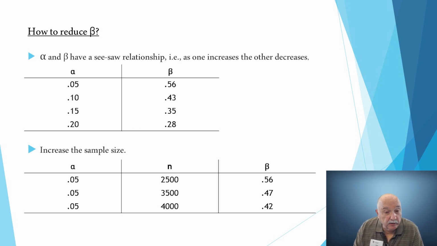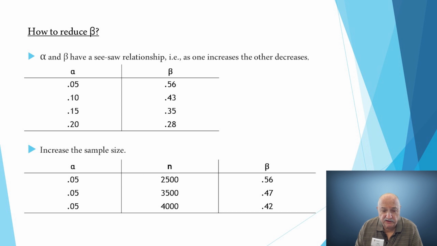So what can I do to help myself? Well, increasing the size of the test sample up front is going to help you out. Now, in this table that appears on the bottom of the screen, I kept alpha equal to 0.05, but I've increased the sample size of my original test.